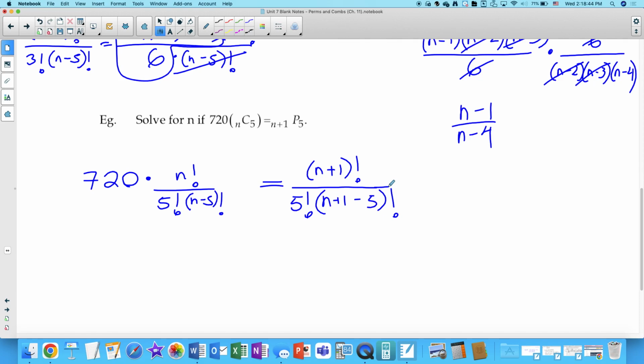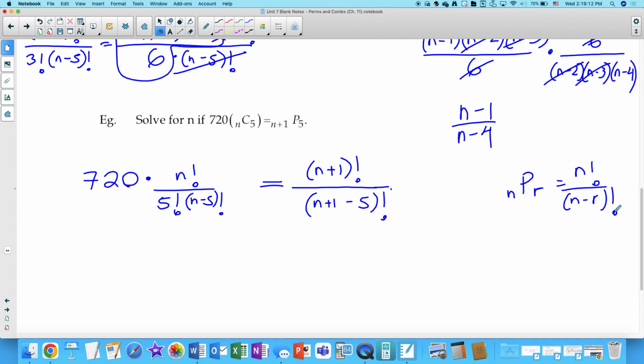Oh, shoot, you're absolutely right. You're right, it's n P 5. I'm sorry. So it's just n plus 1 factorial over n plus 1 minus 5 factorial. That was my bad. So nPr is n factorial over n minus r factorial. Thank you for catching that early. That would have been annoying if I had done more at that point.